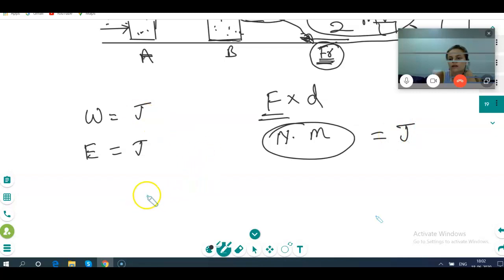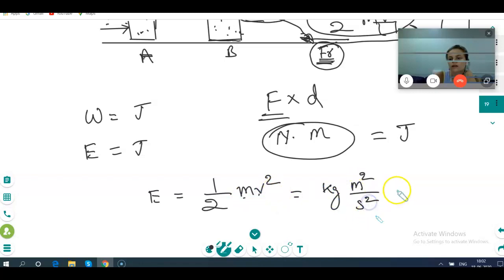Or another unit: energy is equal to half mv square. M is kg, v is meter per second, squared. This is another unit, kg meter square second to the power minus 2. Is it clear? Also, it can be calories, right? Yes, kilocalories. Very good.